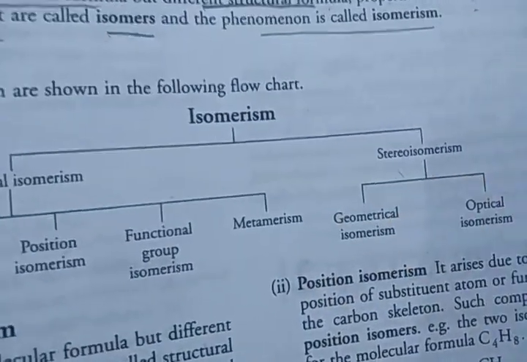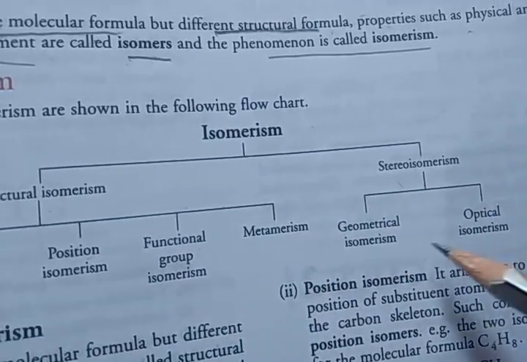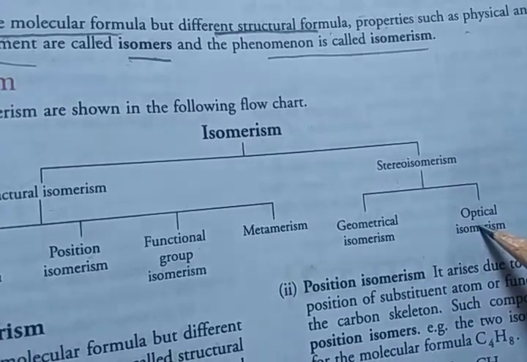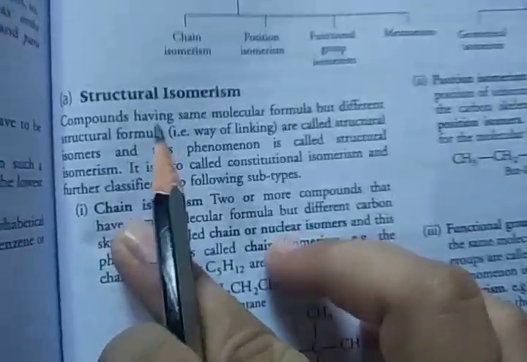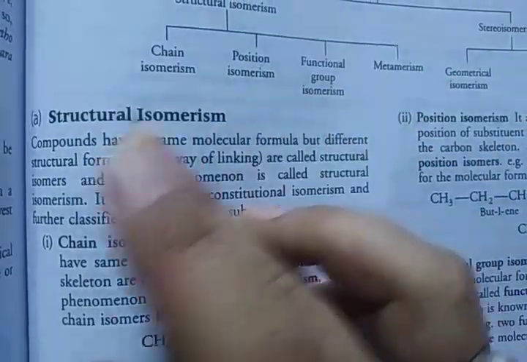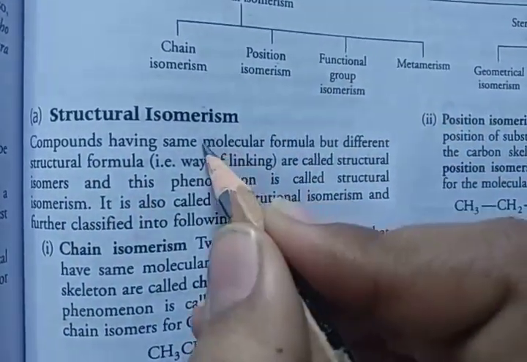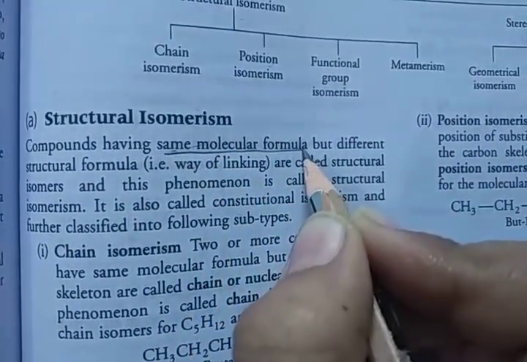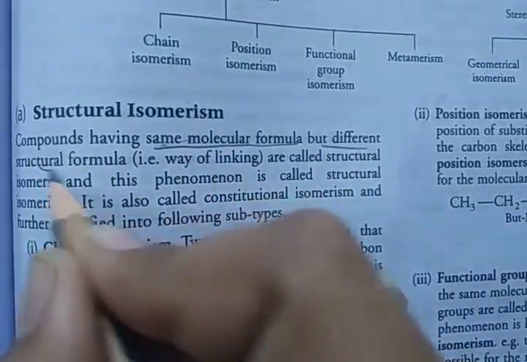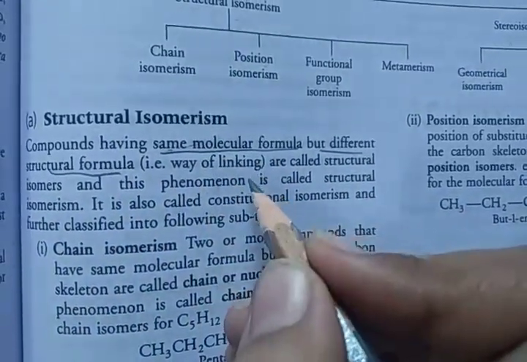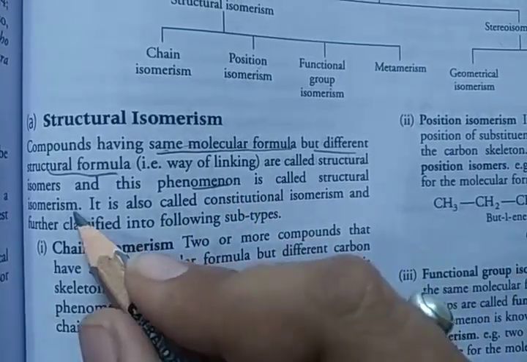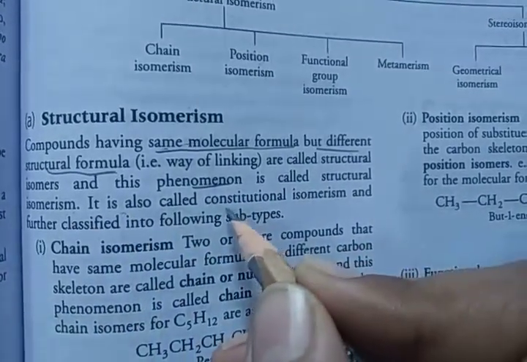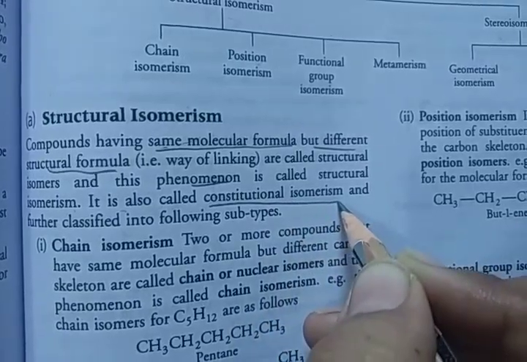Stereoisomerism is divided into two categories: geometrical and optical. But first we have to consider structural isomerism. Structural means compounds having the same molecular formula but different structural formula, a different way of linking. This phenomenon is called structural isomerism, and it is also called constitutional isomerism.